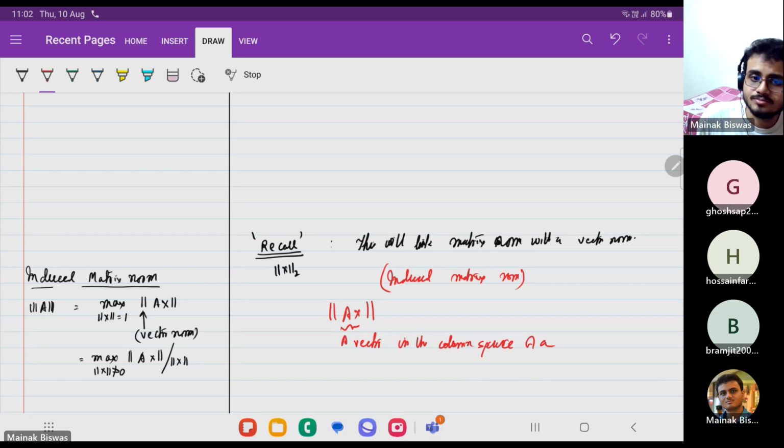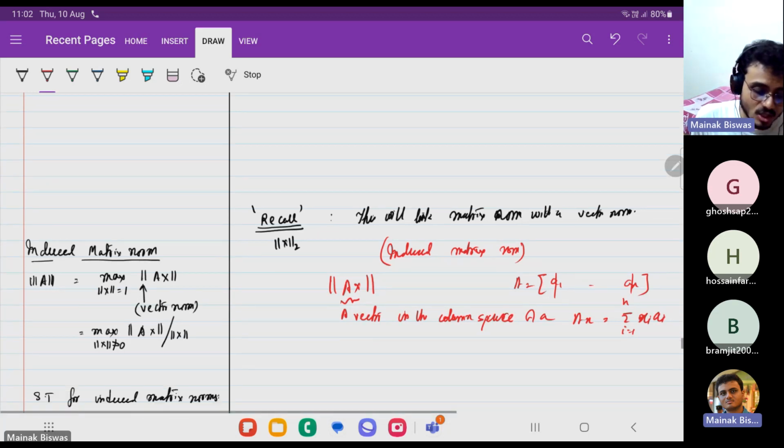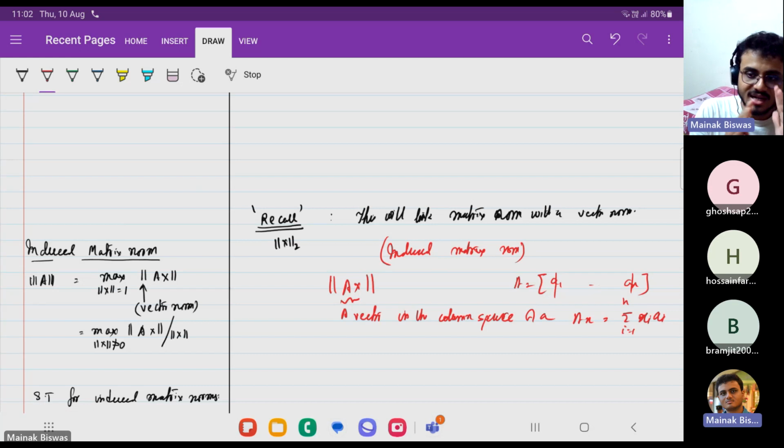Right or wrong? So A is A1 through An. So Ax is alpha_i times a_i, where the a_i are the column vectors. This is why I taught you to treat a matrix-vector product as a linear combination of the columns. So a matrix norm can be defined as the maximum energy that any unit norm vector can induce from a matrix.